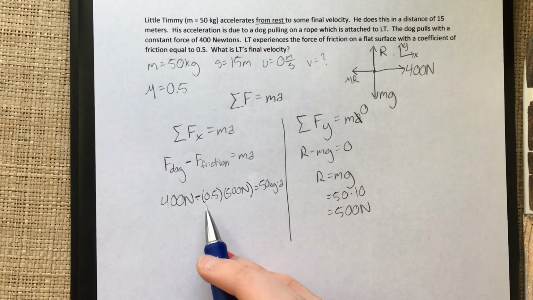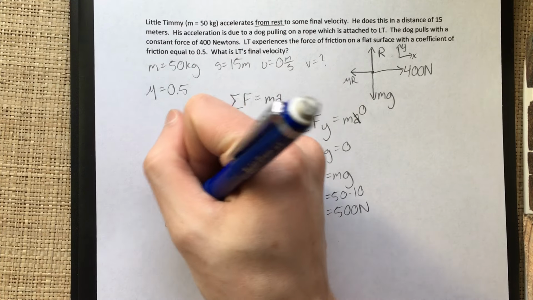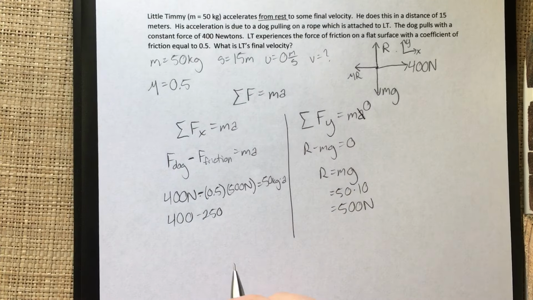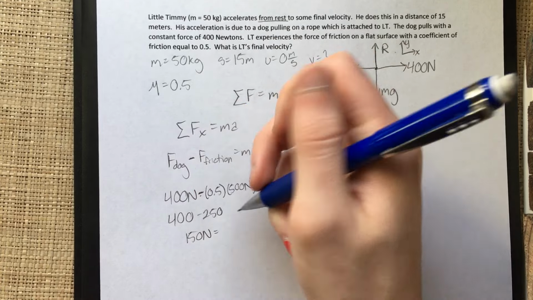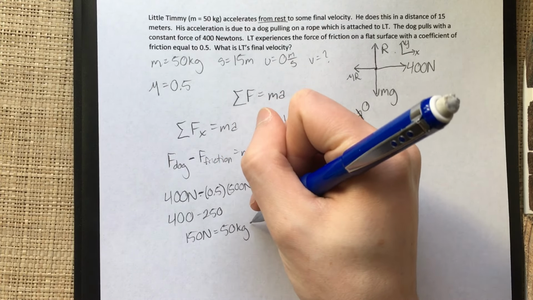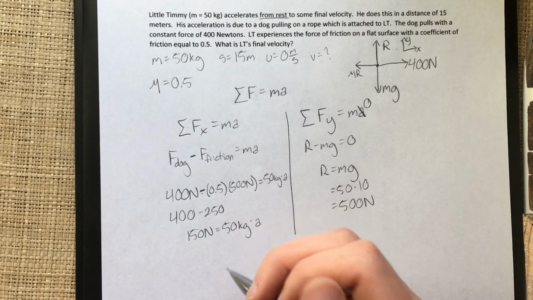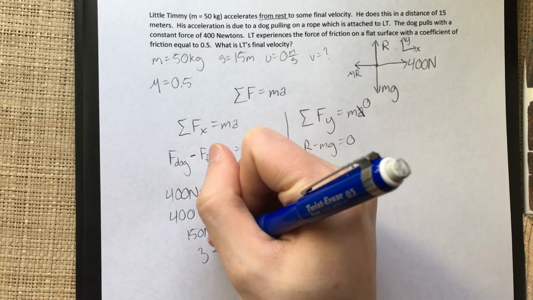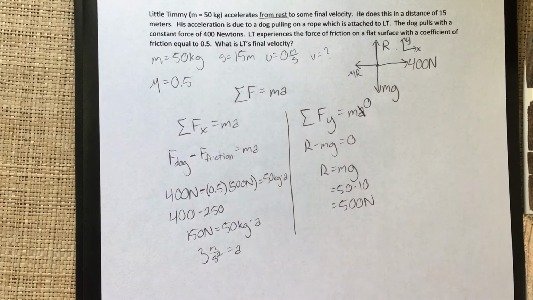Now, multiplying these out, half of 500 newtons is 250 newtons. So we get 400 minus 250, and this gives us 150 newtons is 50 kilograms times his acceleration. And dividing both sides by 50, 150 divided by 50 is 3 meters per second squared, which is going to be his acceleration.